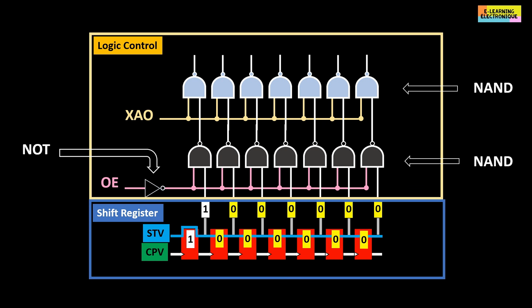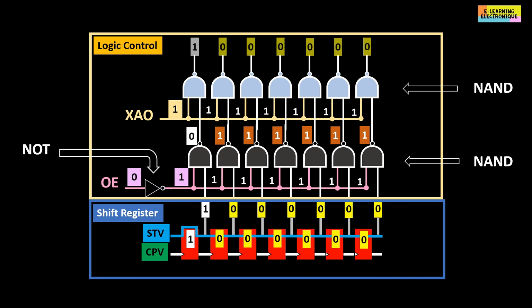For a normal operation of an LCD screen, the OE signal is at a low level or 0 and XAO is at a high level or 1. At first sight of this diagram, we can wonder why the circuit was complicated, to finally find at the output of the NAND gates the same values as at the output of the shift registers. There is a reason for this, which will be developed in a moment.